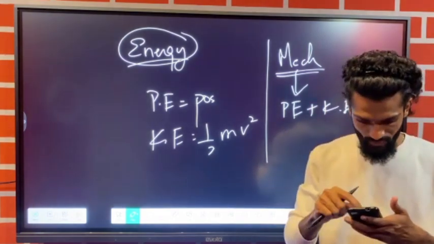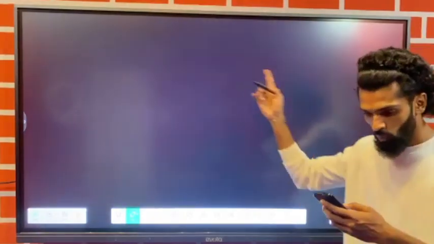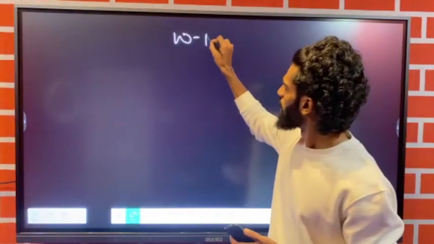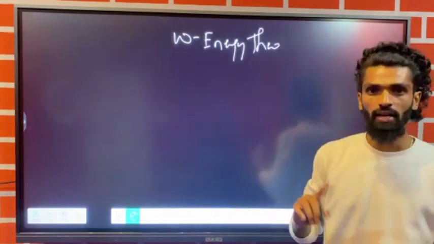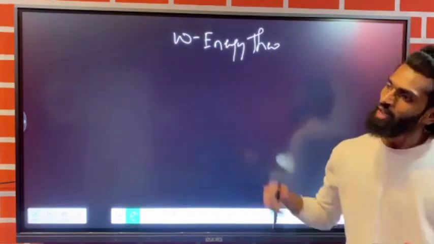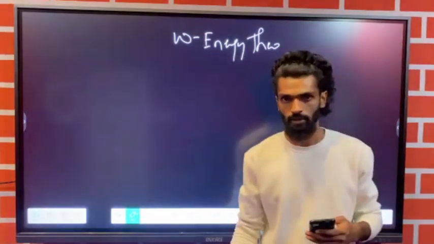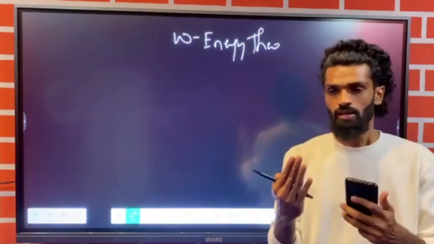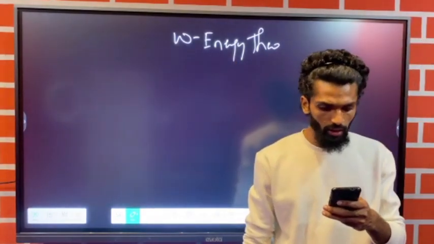Now, this is the regular stuff. Whatever I'm writing on the board right now is a 3 marker. It goes like this: work, energy, theorem. Work, energy, theorem, 100% 3 marker. I'm saying this not only from a board exam perspective, but also from a college exam perspective. Remember this. As the name says, this is a concept which relates two things: one is work, one more is energy. Fine. Now, let's try to define what is being given there.